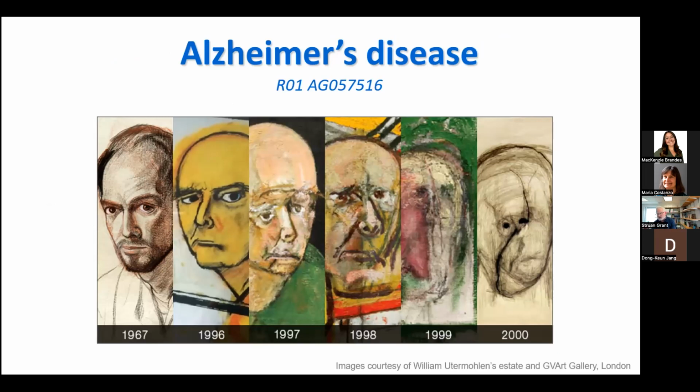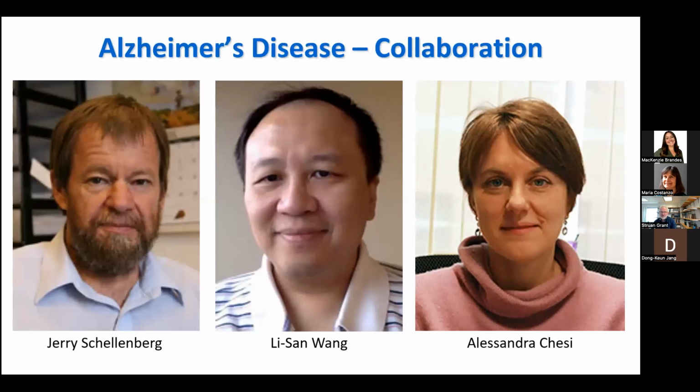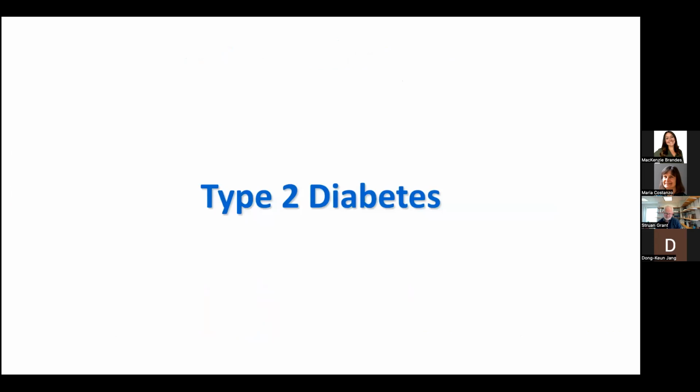One is Alzheimer's, and we've been working with Jerry Schellenberg and Lisan Wang. Alexander has recently left my group to become a faculty member over with them in pathology at Penn. We're still working very closely together, and the idea being as they generate the bigger and bigger GWASs for Alzheimer's, we are in a position to immediately take those signals and try and add context to those signals.